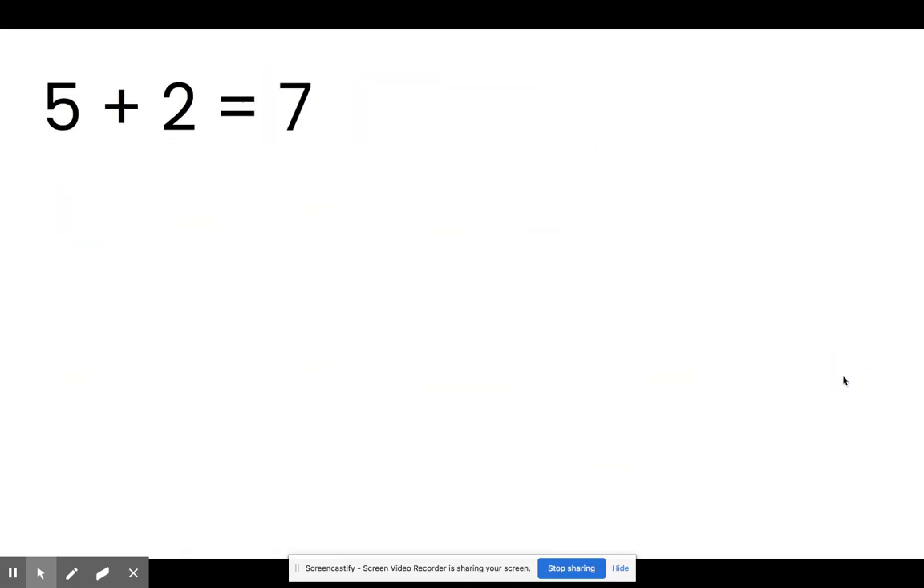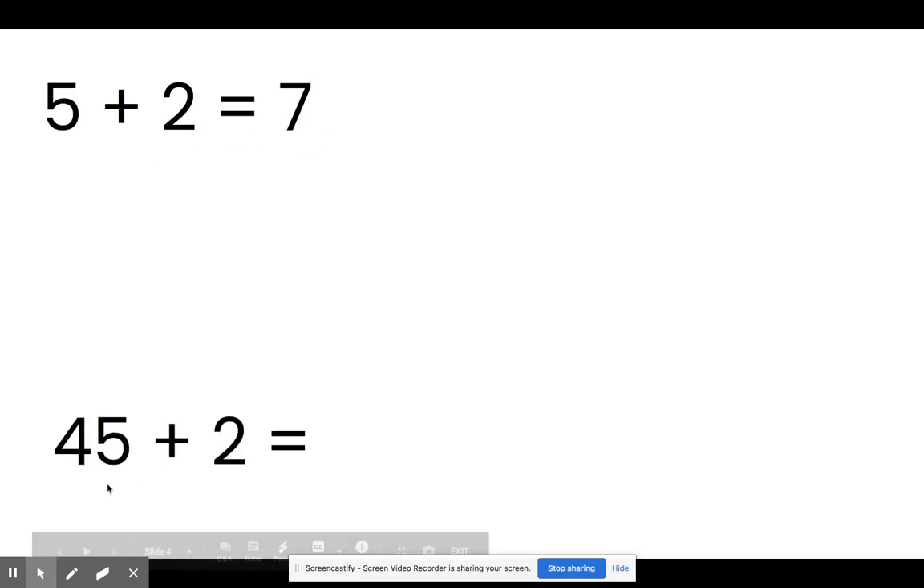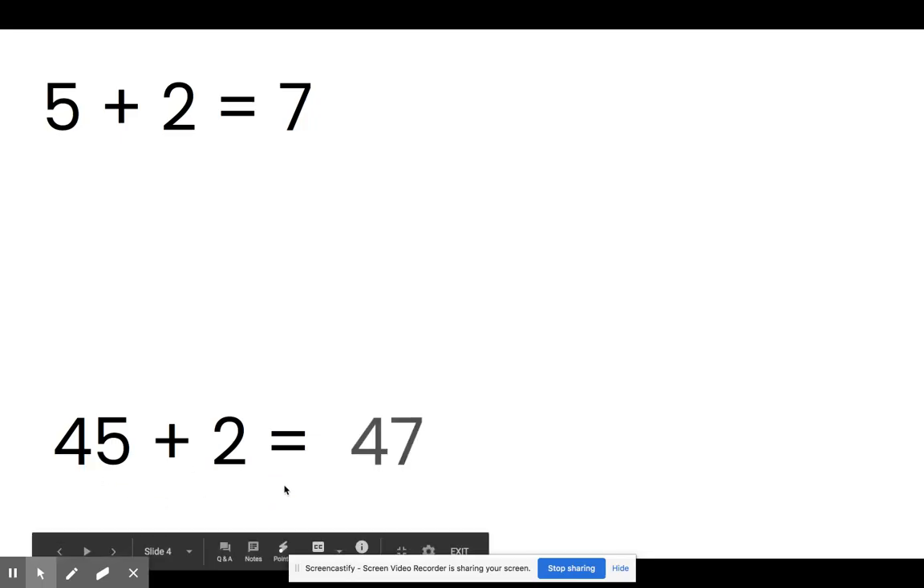Let's take, for example, this equation. 5 plus 2 equals 7. Well, if we know that 5 plus 2 equals 7, could we solve 45 plus 2? What do you think? If we know 5 plus 2 equals 7, can we solve 45 plus 2? Well, 45 plus 2 equals 47. Here's that pattern we were talking about. Did our 1s change? No.